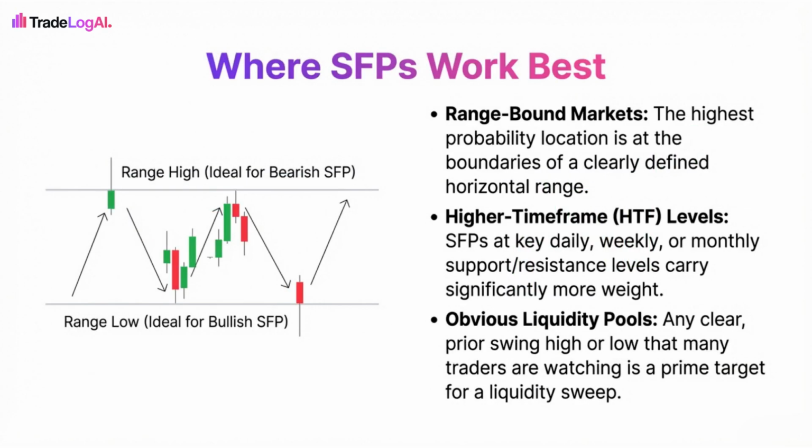SFPs work best in three environments. First, range boundaries. Range highs for bearish SFPs and range lows for bullish SFPs. Second, high time frame levels. Daily, weekly, or monthly support resistance carries more weight. Third, obvious liquidity pools, prior swing highs or lows that many traders are watching. The more obvious the level, the more likely stops sit there.